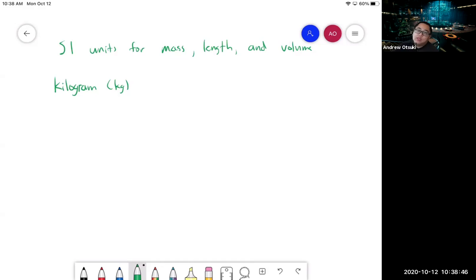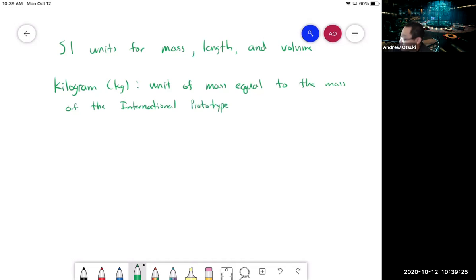So here's the formal definition of kilogram. You do not need to know the formal definition. Just know it's the SI unit for mass. So it's the unit of mass equal to the mass of the international prototype kilogram.